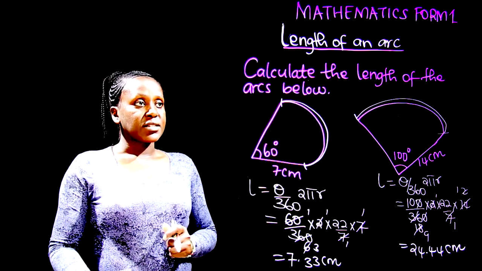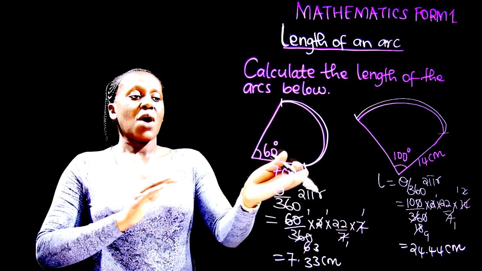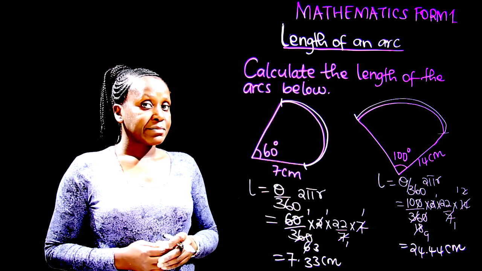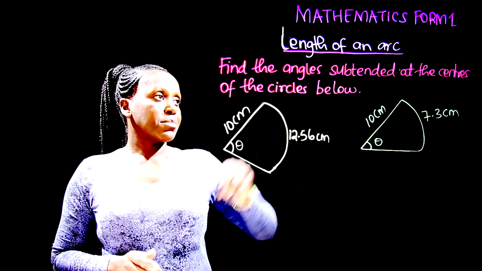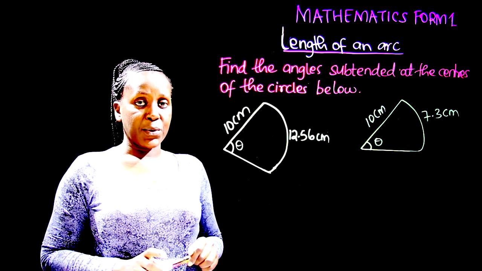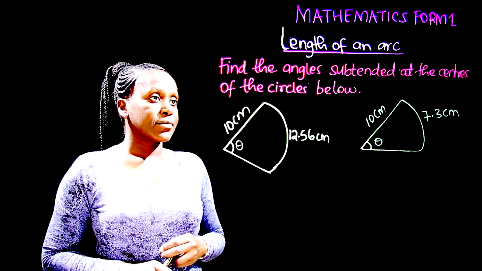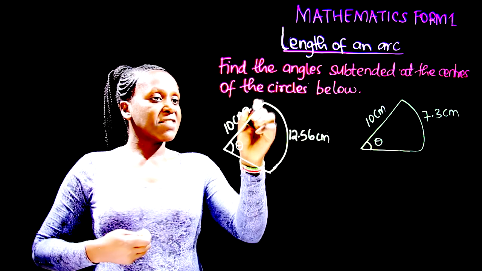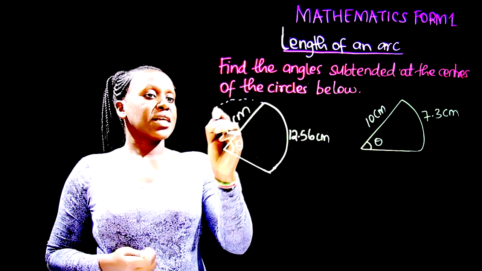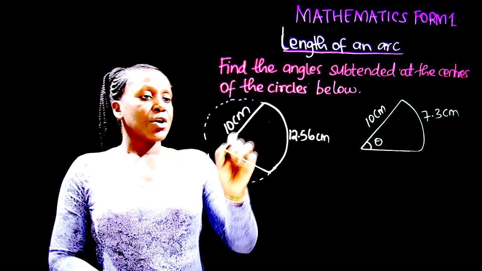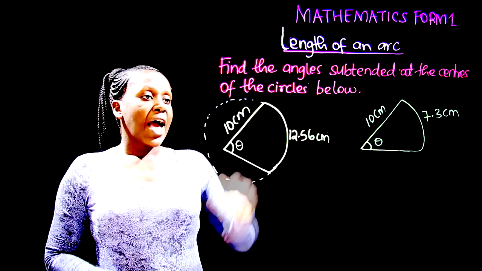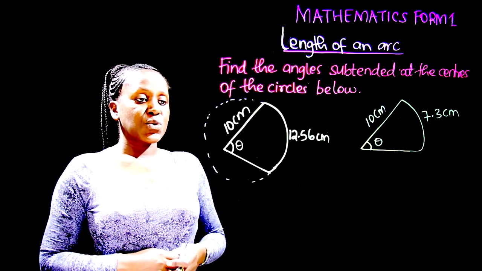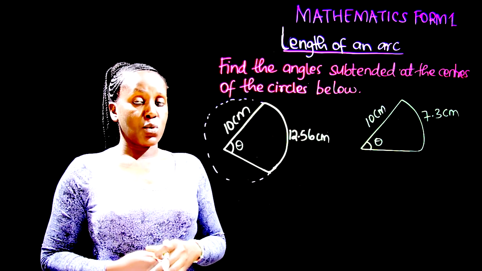Now next we are going to look at, if you have the length of the arc and you have the radius, how do you determine the angle that is subtending the arc? So now we are going to determine the angle subtended at the center of the circles below. In the first one, we have a sector that, when completed, makes a circle, and the radius is 10 centimeters, and the length of the arc is 12.56 centimeters. Now the angle between the two radii is theta, which is what we are looking for.